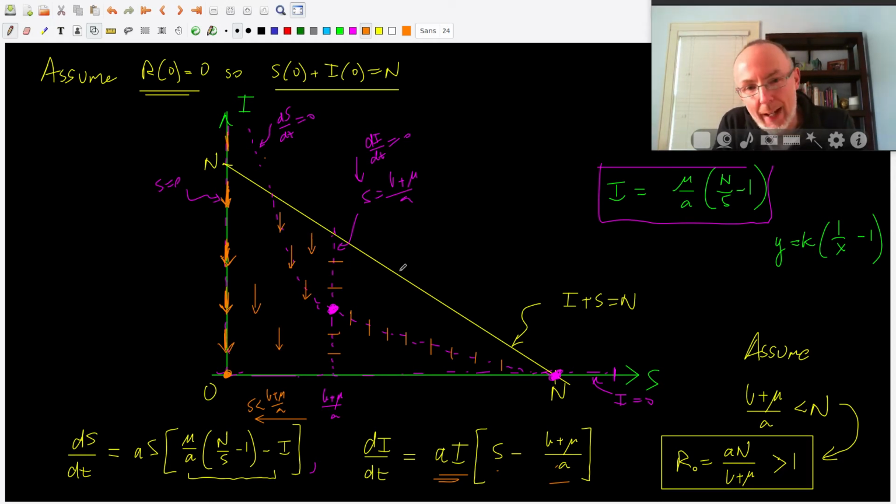If you go to the other side, I must be increasing. So I is increasing over here. So any trajectories I draw over here have to be increasing. Now let's think about the same idea with this curve.